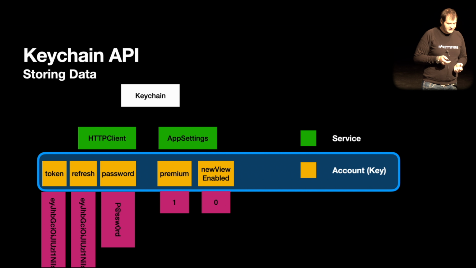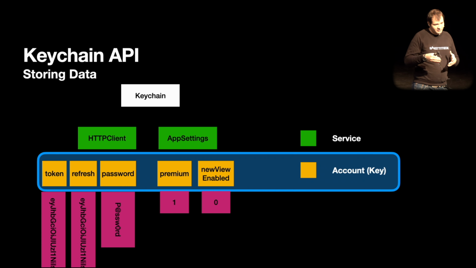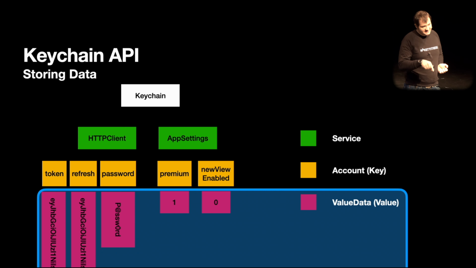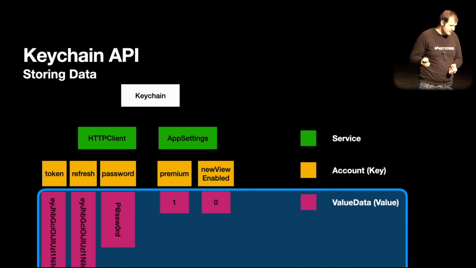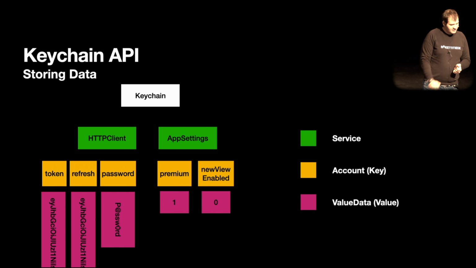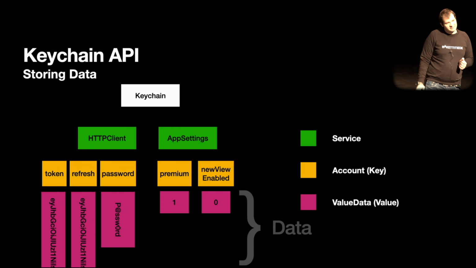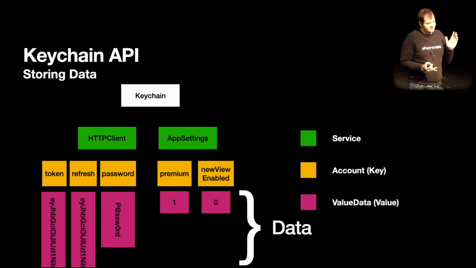The other part is the account. That's again a keychain term, but normally it's known as the key that identifies your data. And then there's value data. That is also a keychain term. This is the actual value or payload that you want to store. And of course, I said data. That means all of the data in the keychain is stored only as data. There are no strings, integers, or booleans. It's always data.